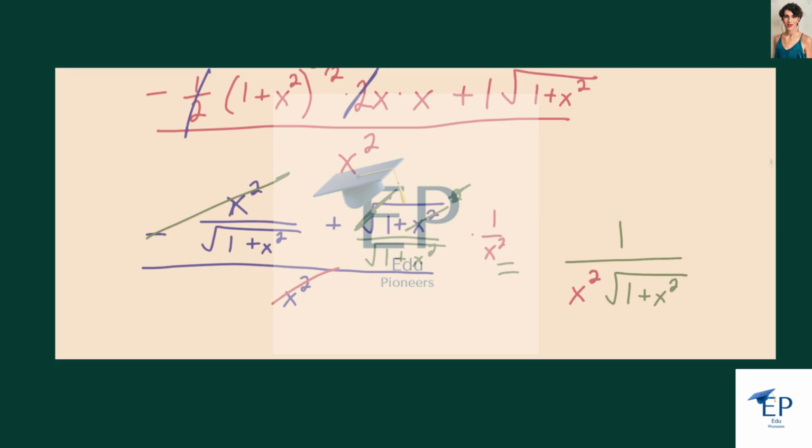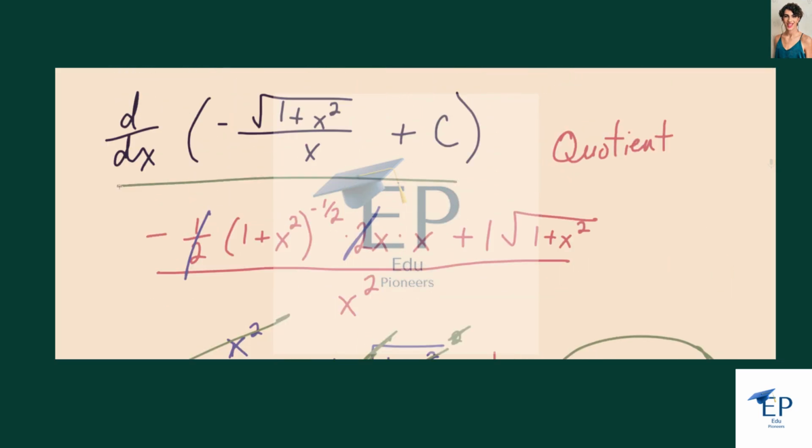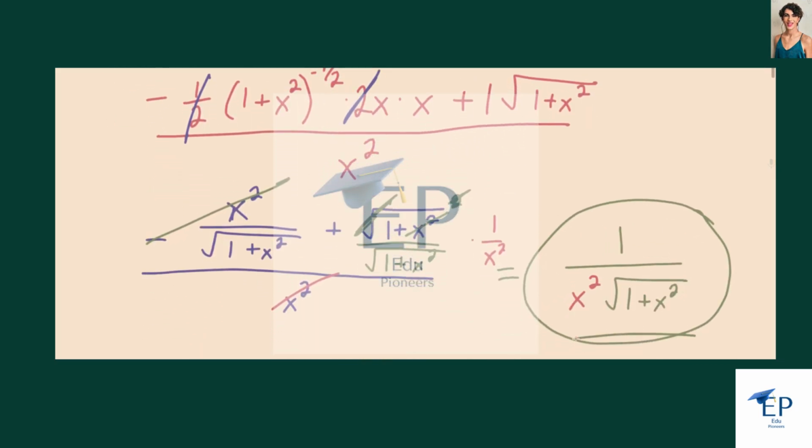And I believe that's what we started with. So our whole goal was to get to this piece, so I'm going to circle it in green. And that's what they wanted you to do: take the derivative and get it equal to the other side. So we did it.